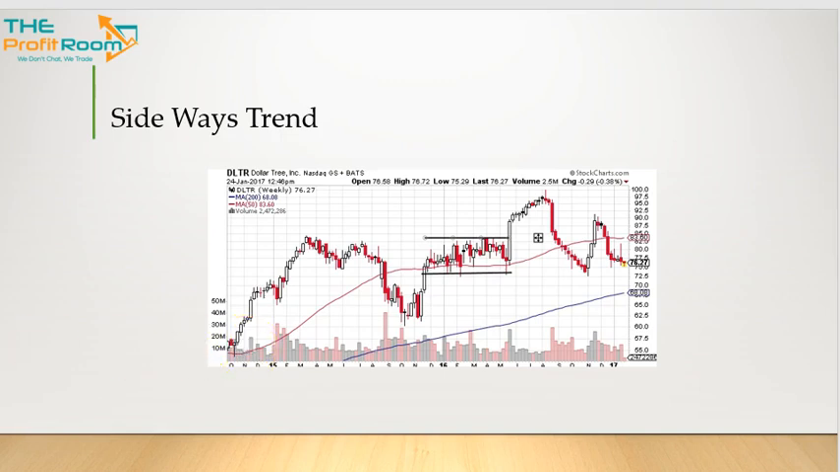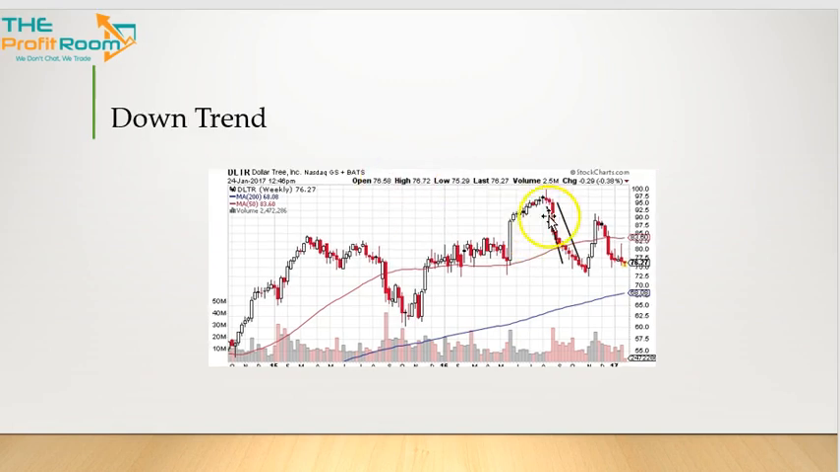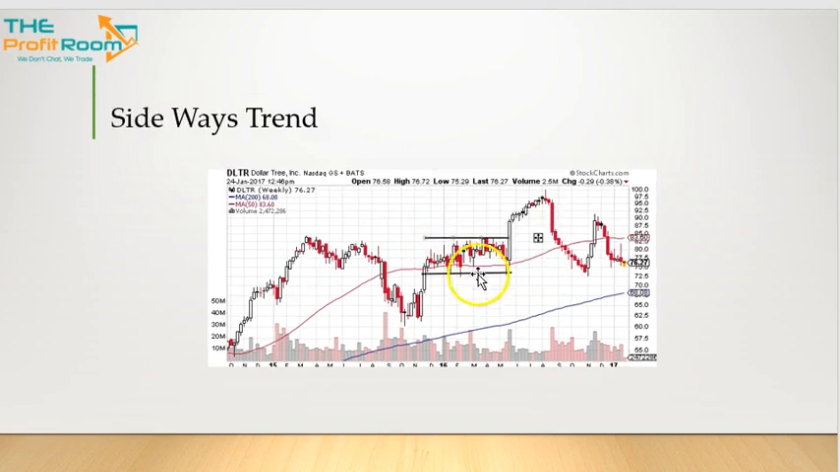So just to recap, we have the uptrends of a market, we have downtrends of a market, and we have sideways trends of the market. We use the term market as a broader term for markets and individual stocks.